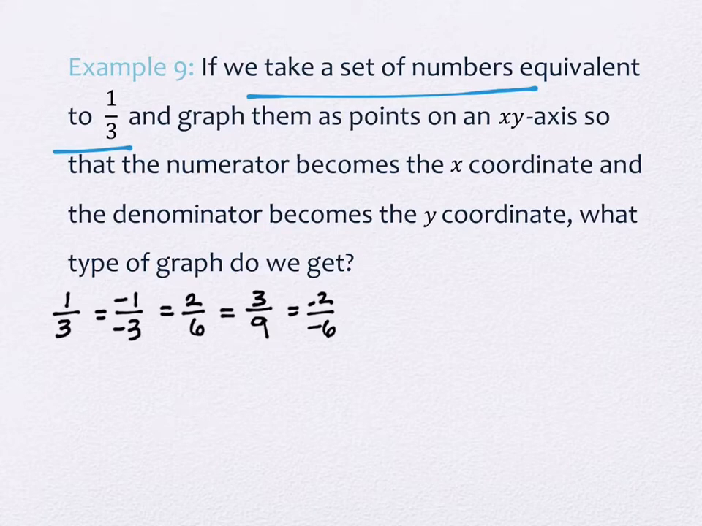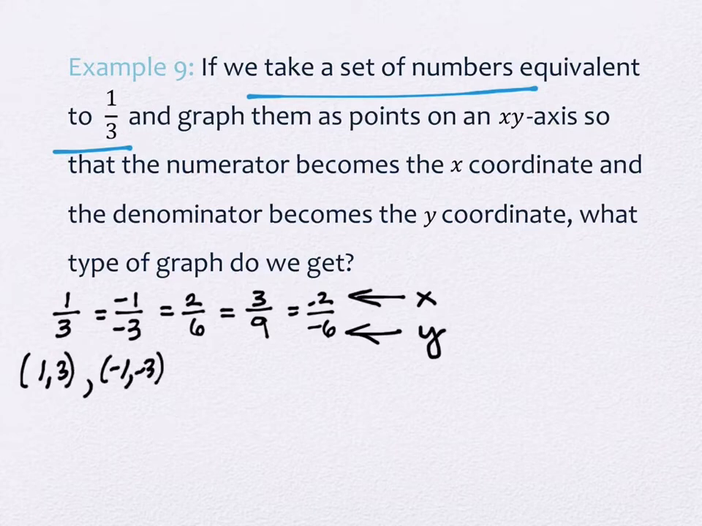Now what it's saying is that it wants all the numerators to be the x coordinates and all the denominators to be the y coordinates. So basically each of these is turning into an ordered pair. This is the number 1/3 as an ordered pair. This is -1, -3. This is 2/6. This is 3/9. This is -2, -6, and so on. Okay, so do the directions start to make more sense as I'm piecing them apart? We're going to graph these ordered pairs.